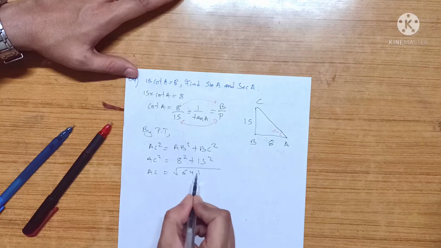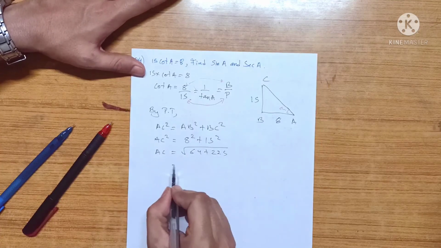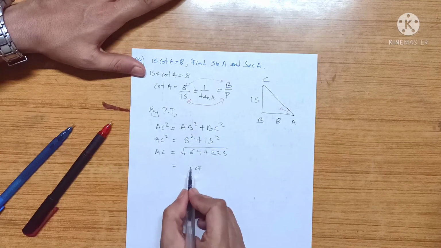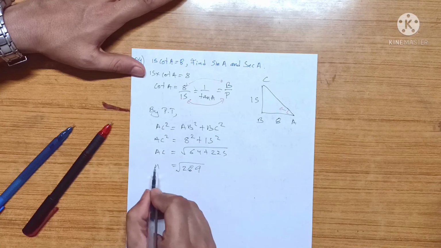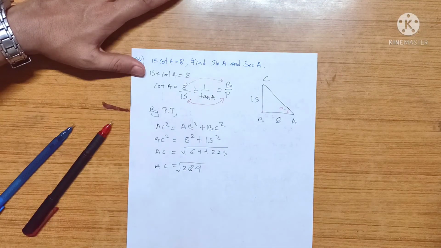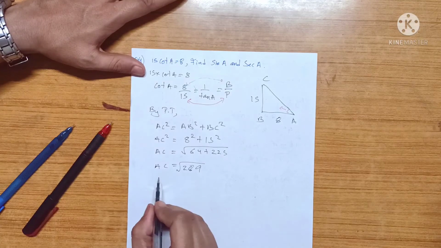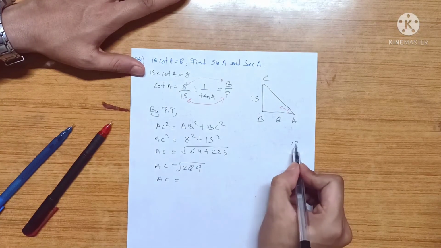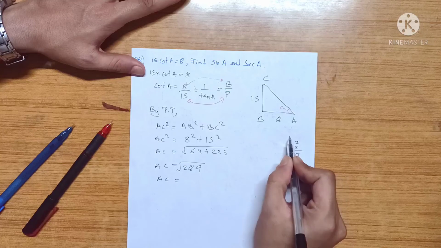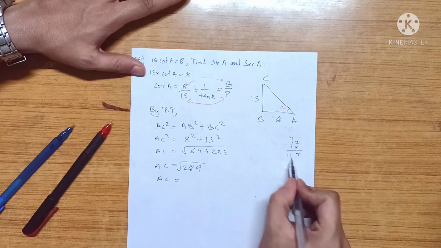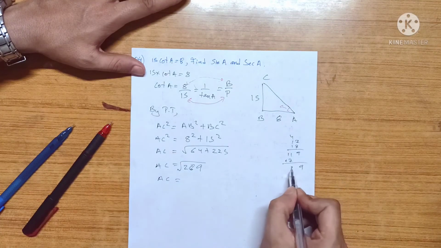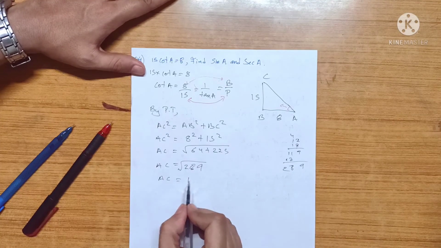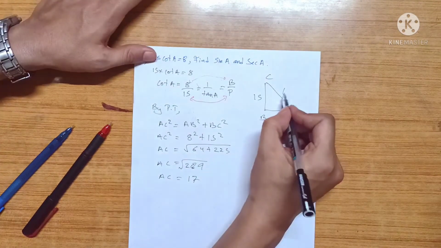So AC is root over 64 plus 225. I think it's 17 square, right? Yes, 17 square is equal to, wait, even I'm not sure now. Yeah, 17 square. So this is 17. Okay, so we're getting 17.